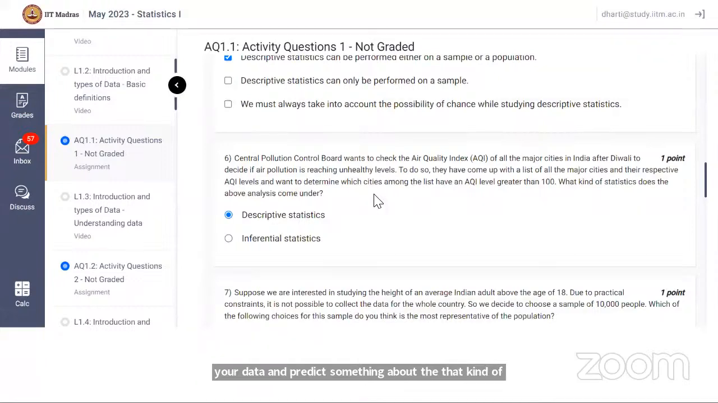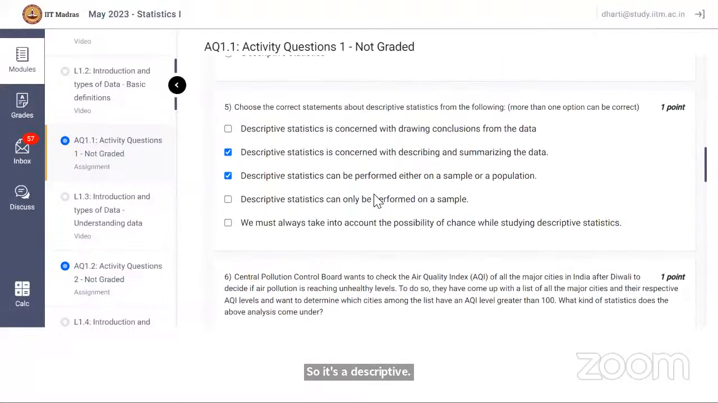But in this case, they have collected the city names, and out of those, they have found the names of the cities whose AQI was greater than 100. So they did the operation on the data and made the result about the data itself. So it's descriptive. Okay, got it, ma'am. Thank you.